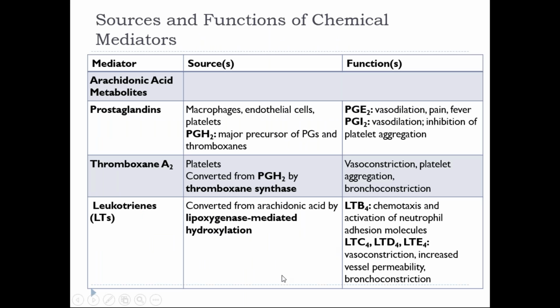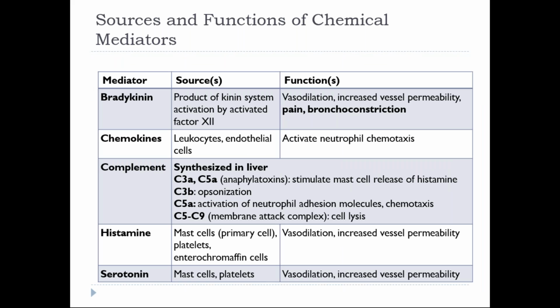The same thing is in tabulated form; I'm skipping it. Apart from that, we have other entities like bradykinin, chemokines, and complement, which again we will discuss. Histamine and serotonin we already discussed, where they are secreted from and what they do. Bradykinin is a product of the kinin system activated by factor 12. It causes vasodilatation, increased vessel permeability, pain, and bronchoconstriction. So this is responsible for pain and bronchoconstriction during anaphylaxis.